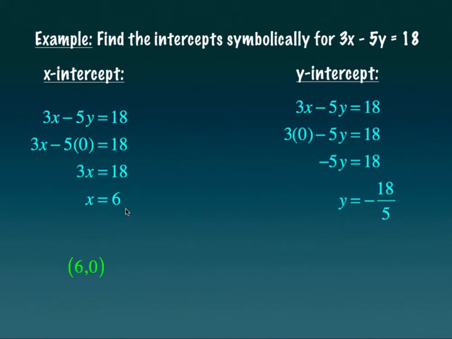For my y-intercept, I did the opposite. I know for a y-intercept, the x value is going to be 0, since my point is on the y-axis. So I plugged in x equals 0, solved the equation for y, and I got y is equal to -18/5. So my y-intercept is (0, -18/5).